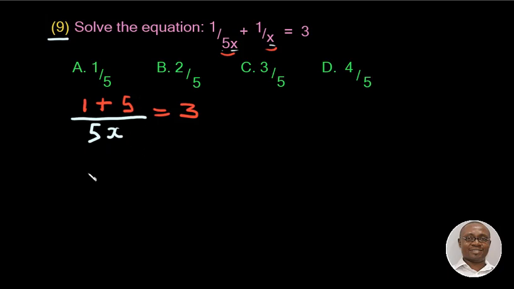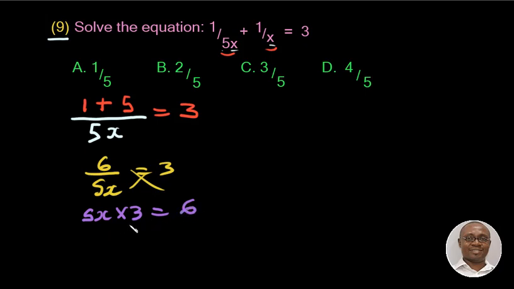Good. So now let's simplify further. 1 plus 5, that gives us 6. So we have 6 over 5x equals 3. So if we cross multiply, what we have on the left hand side, 5x times 3 equals 6 on the right hand side. And if we go ahead to divide both sides by 3, because all we're trying to solve for is x, on the left hand side, we cancel 3 out. On the right hand side, we have 3 goes in here 1, 3 goes in here 2.